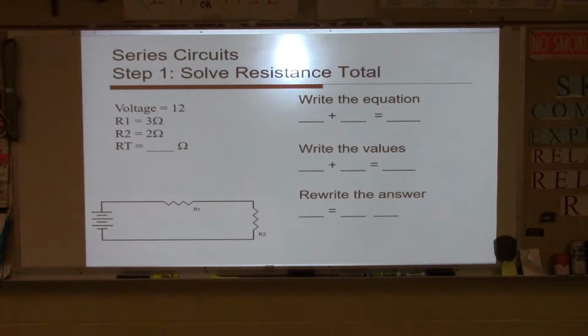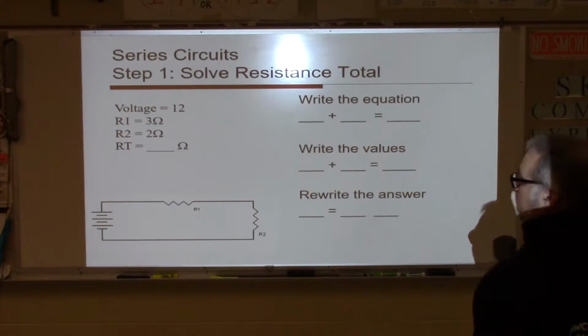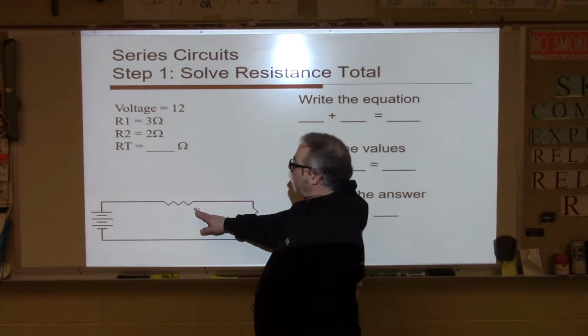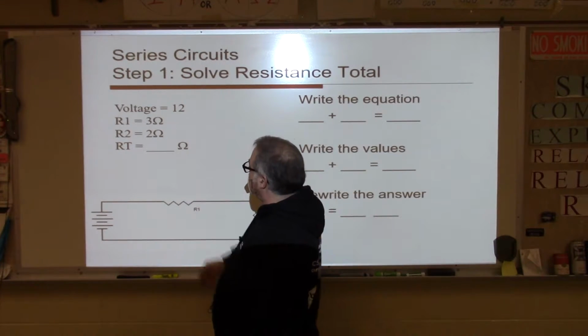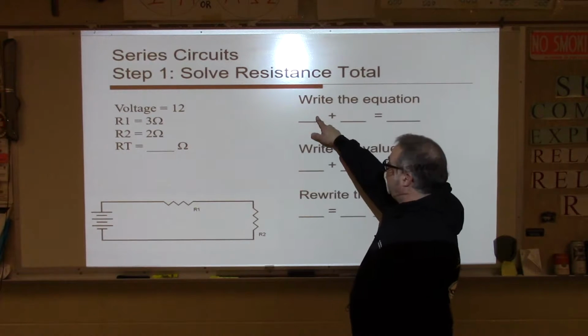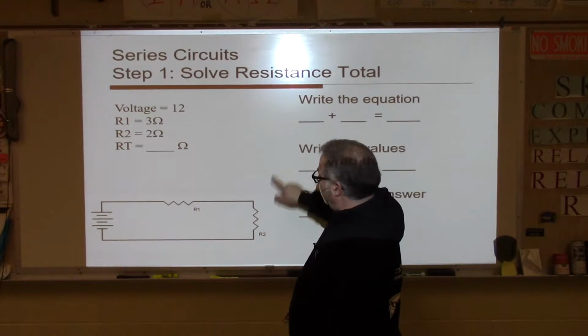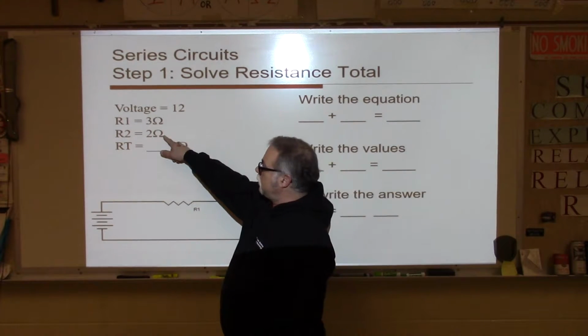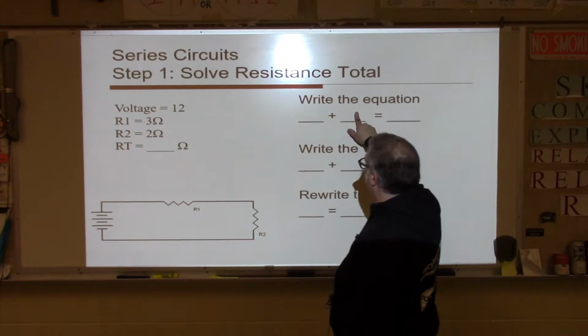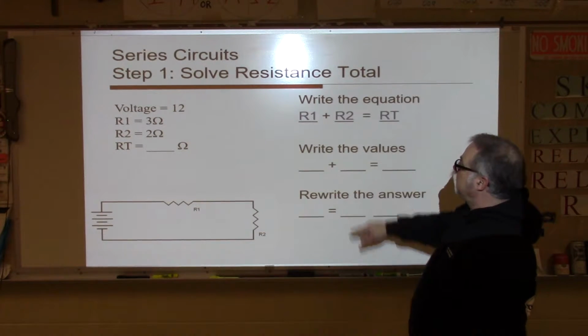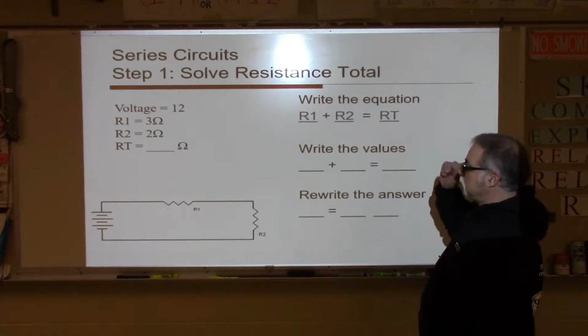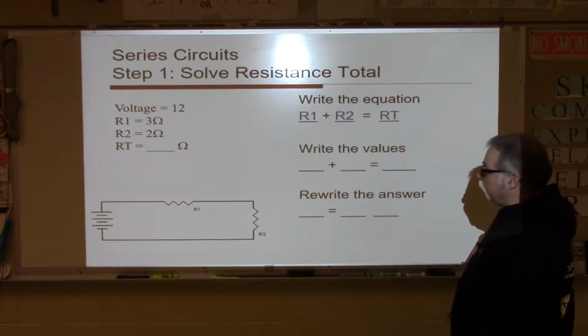When solving resistance total in a series circuit, we start by writing the equation. We'll take the resistance value for R1, which you can see is 3 ohms, and we're going to put it up here. Take R2, which we can see is 2 ohms, and we'll put it here. And we add those two together, and we get the resistance total for the series circuit.